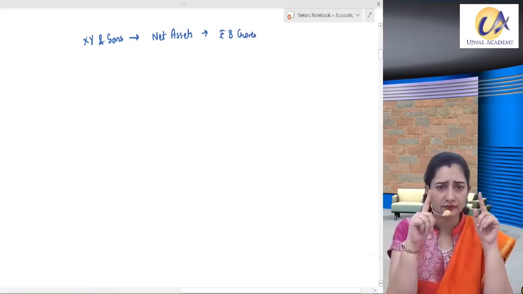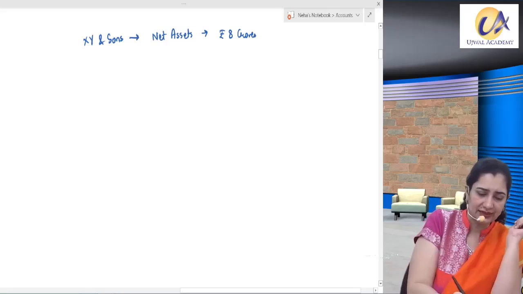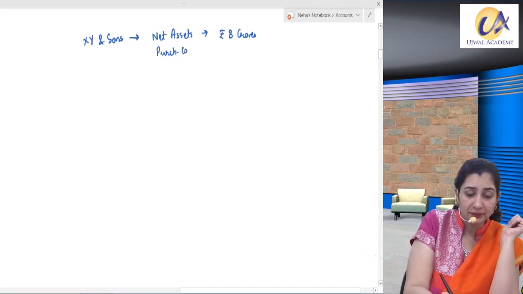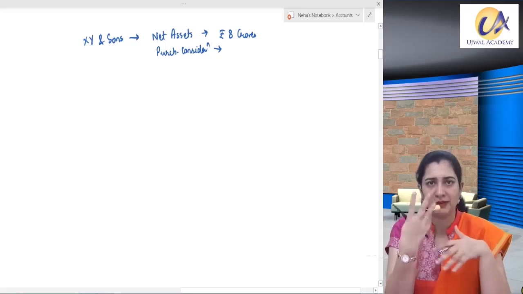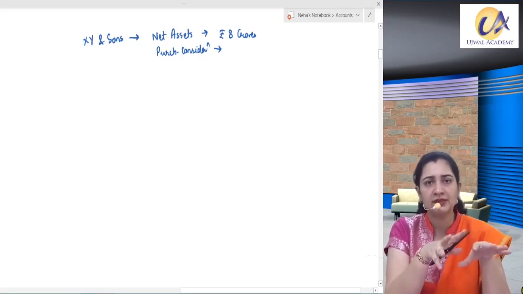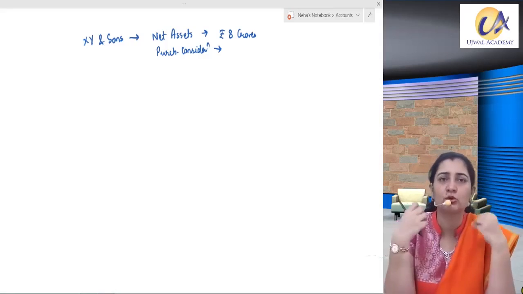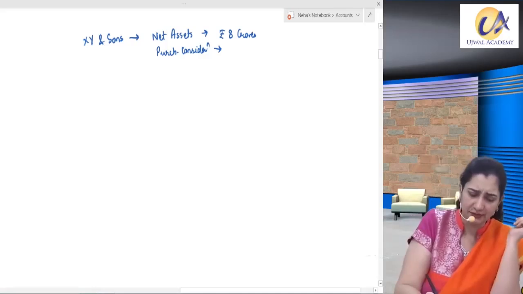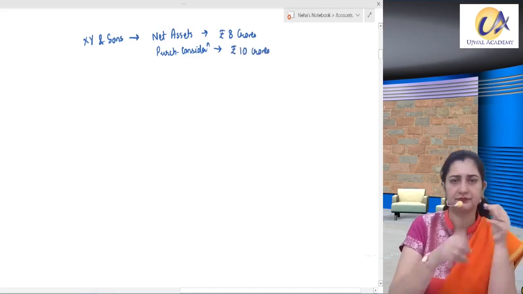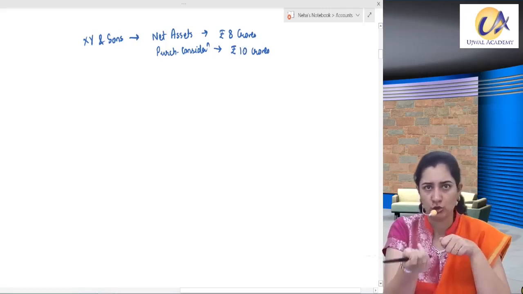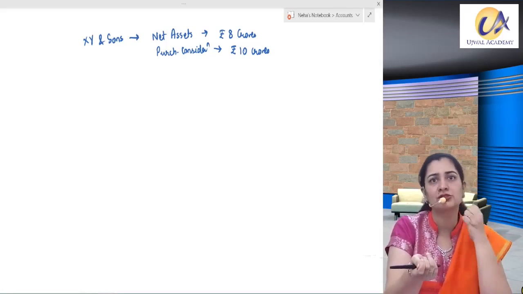Okay. Now the second thing is the purchase consideration. It means how much the company is paying to them. You are buying a business, so you have to pay money for it. So the company has promised to pay them a consideration. A purchase consideration means the amount to be paid is, let's say for example, 10 crores. So now the company is paying 10 crores, but they are getting net assets of 8 crores.